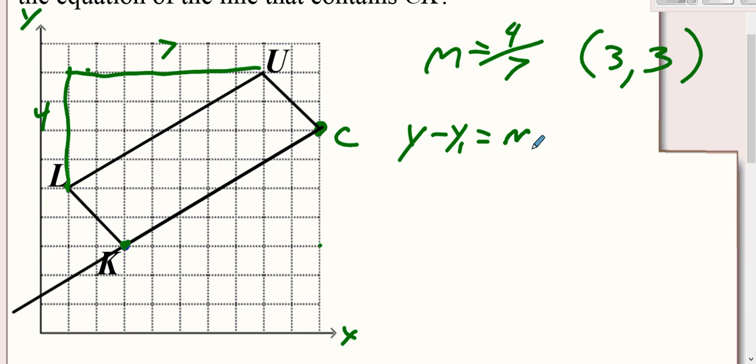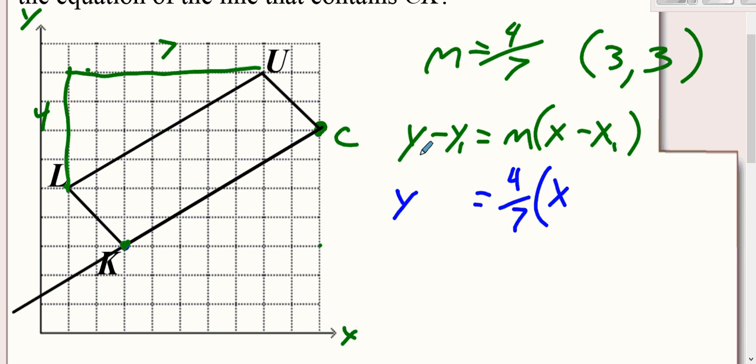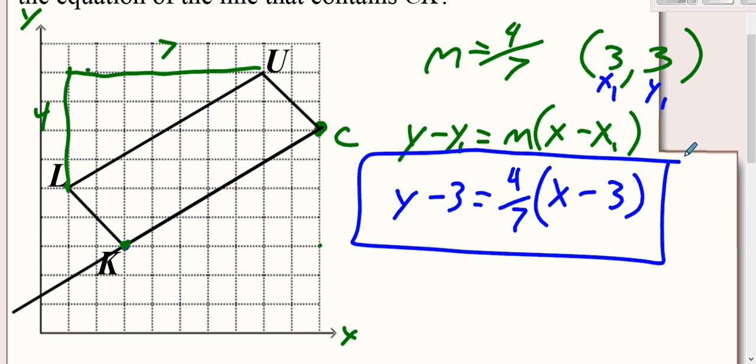y minus y1 equals m times x minus x1. m is 4/7. Then you fill in x1 and y1. x1 is 3, y1 is 3. There's your equation. You can distribute that and convert it to slope-intercept form. We would just get fractions though, so I don't think it's needed.